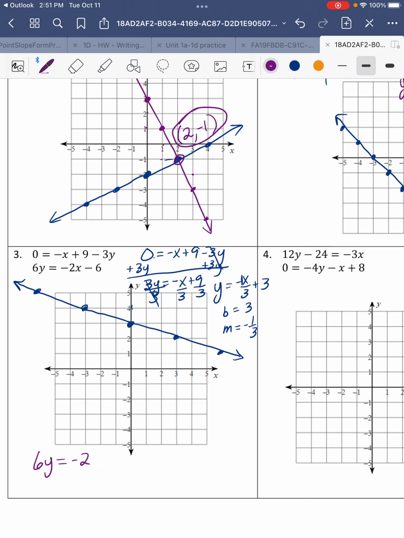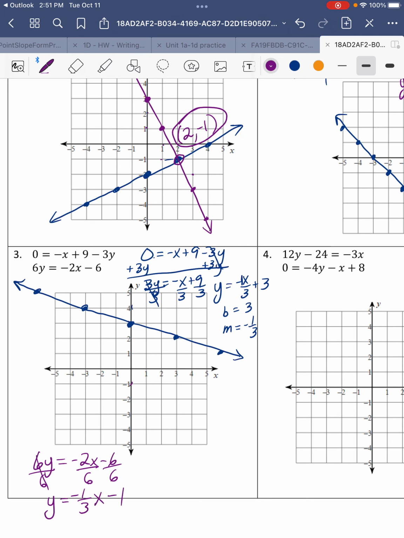Let's graph the second equation. 6y equals negative 2x minus 6. So to get the y by itself, it's going to be easy. It's just to divide by 6. Negative 2 over 6. I'm always going to want to reduce it so I don't have to go down 2 and right 6. So that's a negative 1 over 3. Divide numerator and denominator by 2. And then 6 divided by 6 is 1.